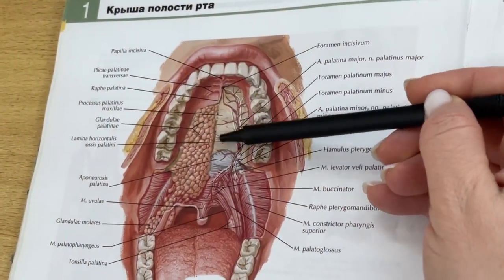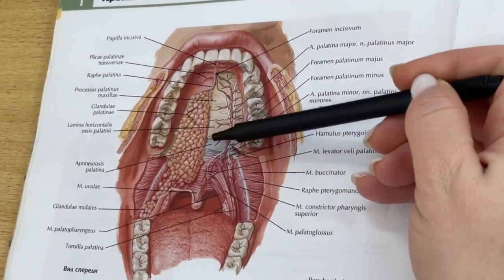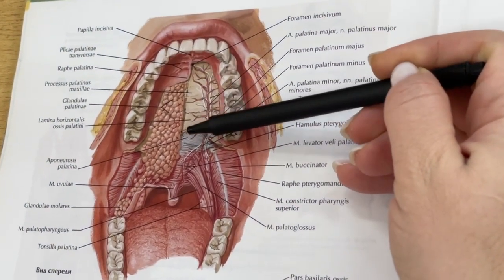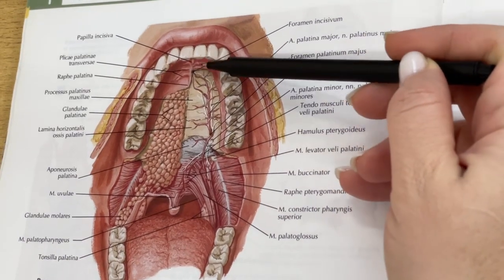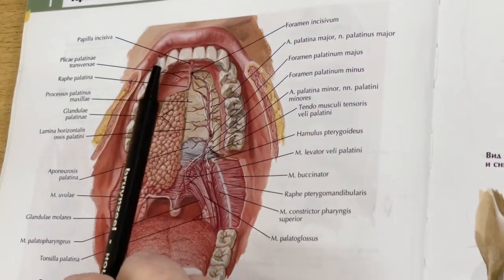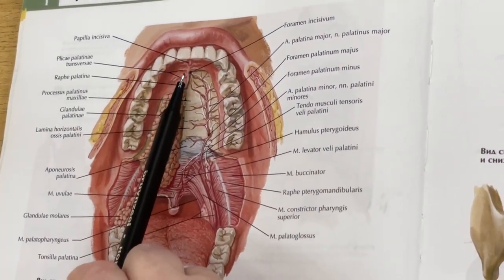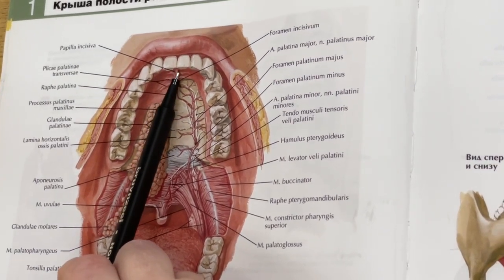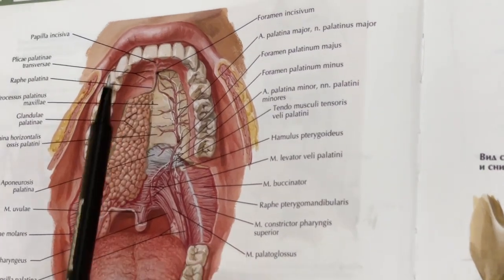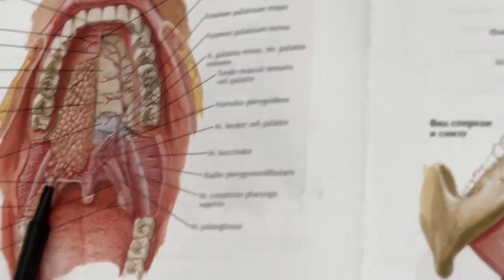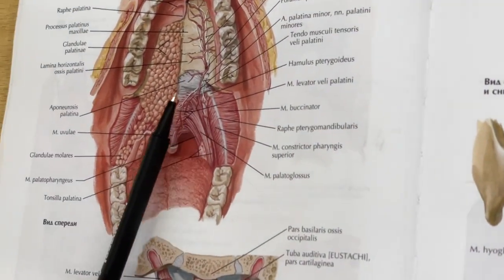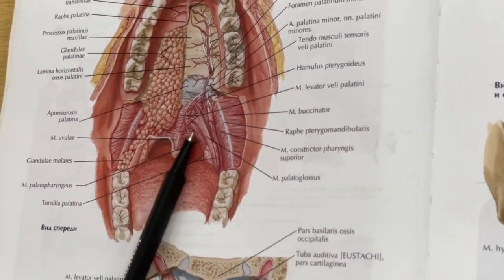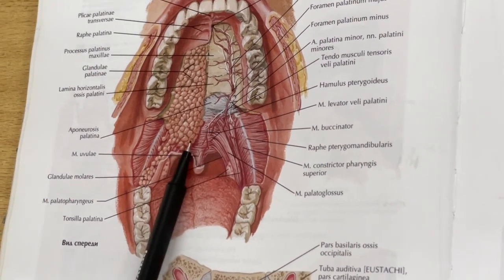Medially on the hard palate, we can see the palatine suture. In anterior part of hard palate, there are the transverse palatine folds and incisive papilla. The soft palate, which is visible in oral cavity, forms the palatine velum. That is the palatine velum.